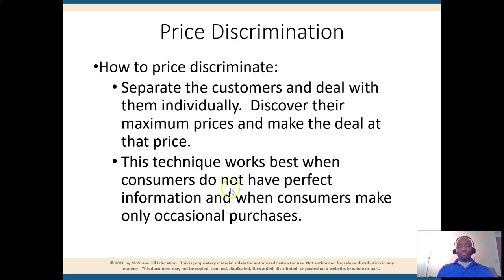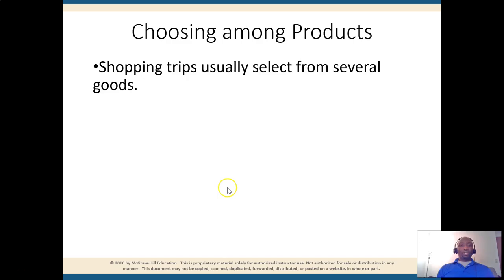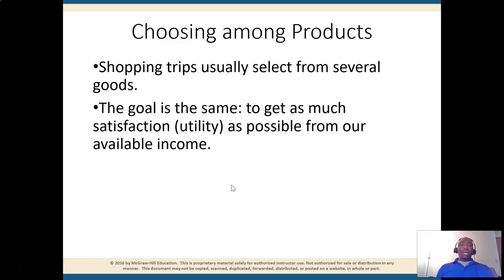Okay, so you have some shopping trip, usually selecting from several goods. Here we're going to talk about how you choose goods, because you want to be able to maximize your satisfaction as a consumer. Therefore, you need to choose your goods nicely, in a way where you can have a lot of utility or satisfaction. So that's the whole point here.